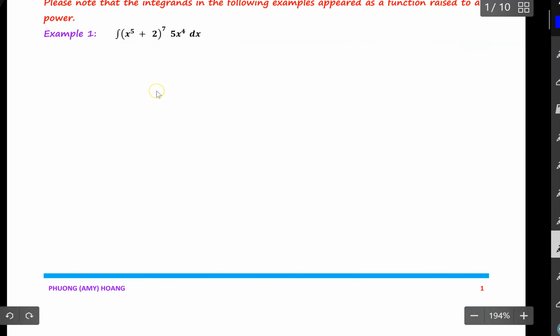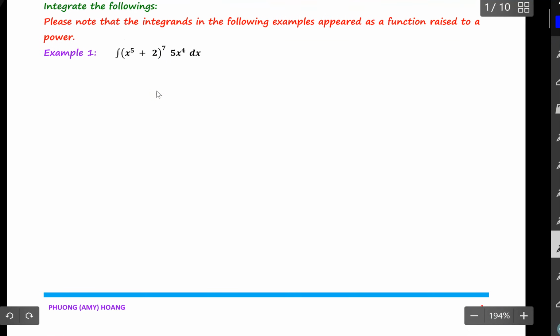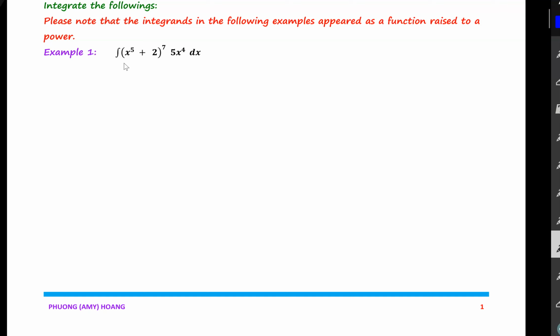All of the examples in this lesson will appear in the form of a function raised to a power. Before we get started with example number 1, I would like everyone to pause a few seconds and think about when you are about to solve for an integral. You may want to analyze your integrand first.